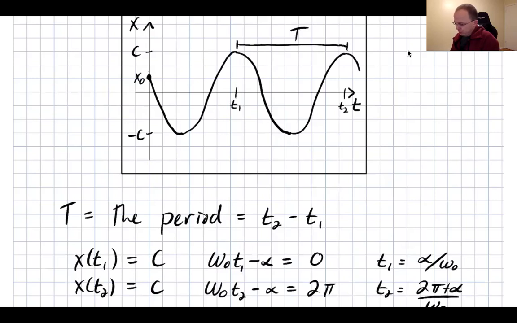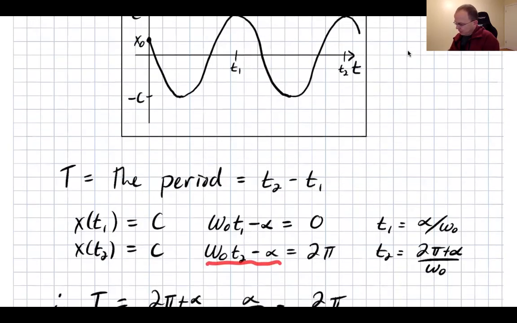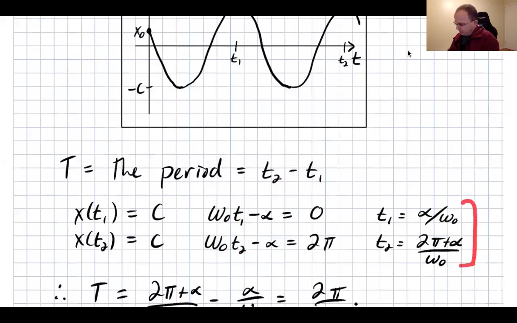So cosine of 0 is 1, and so we get C. And the next time is when this term here will be equal to 2 pi. That's the next time that cosine returns to the value of 1 again. And so that gives us this formula for T2. We can solve those two formulas, and we get T1 is alpha over omega naught, and T2 is 2 pi plus alpha over omega naught.